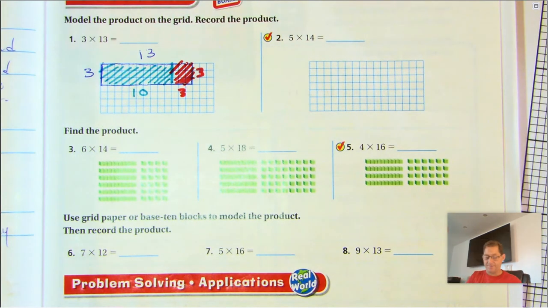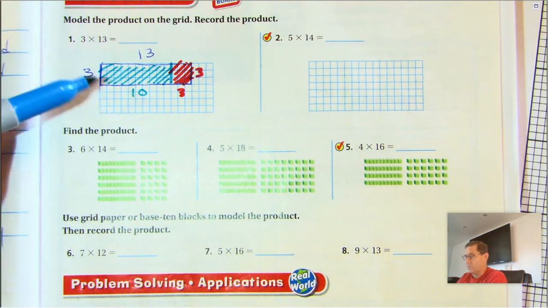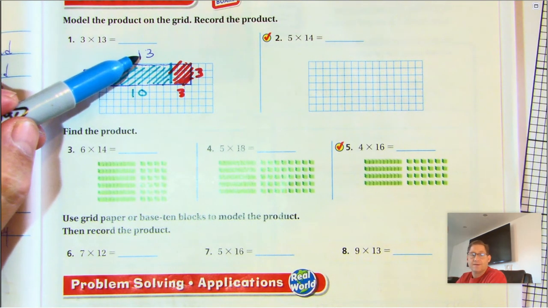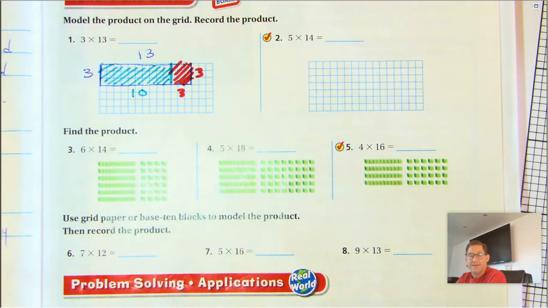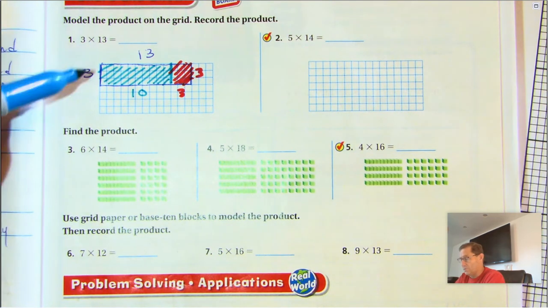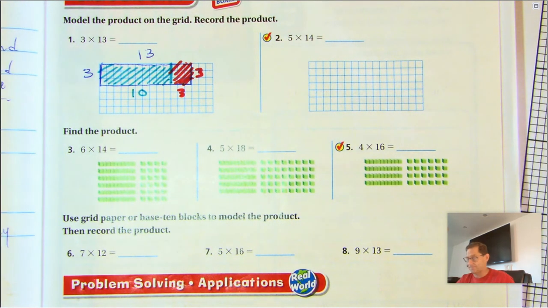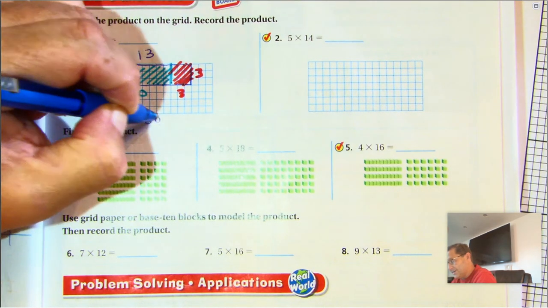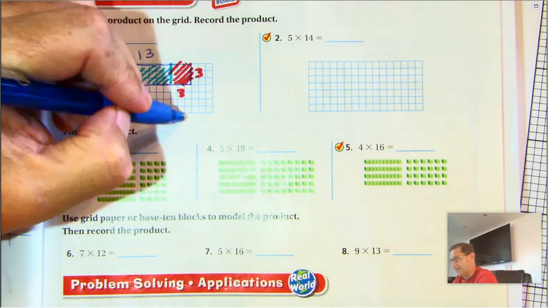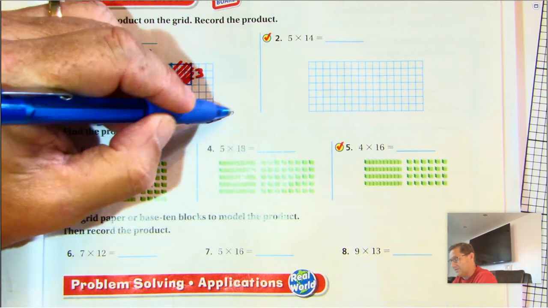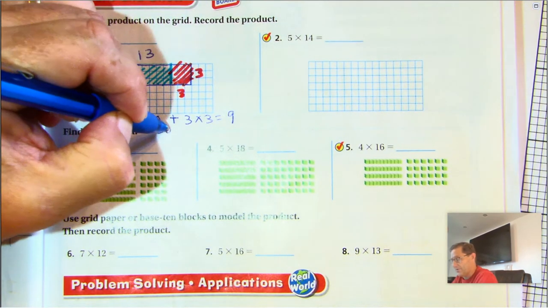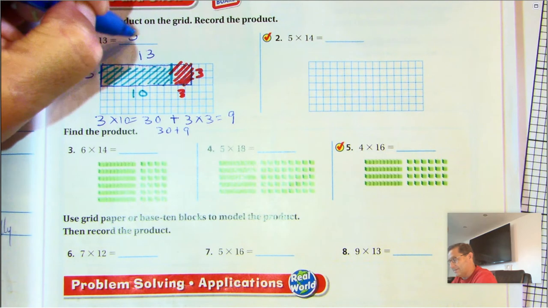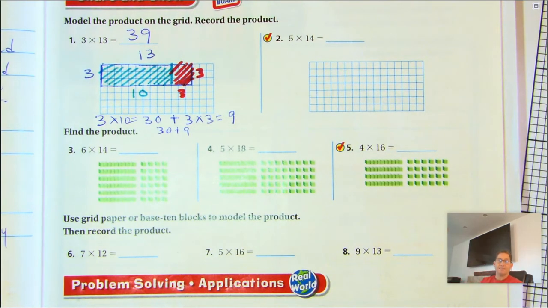So 3 times 10 and 3 times 3. What did we do? We split the 13 into the sum of 10 and 3. We're going to multiply 3 times 10. 3 times 10 equals 30, plus the second rectangle of 3 times 3, which is 9, and then we'll add 30 plus 9. So 3 times 13 is 39.